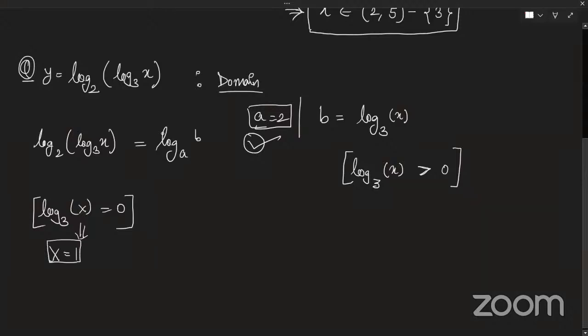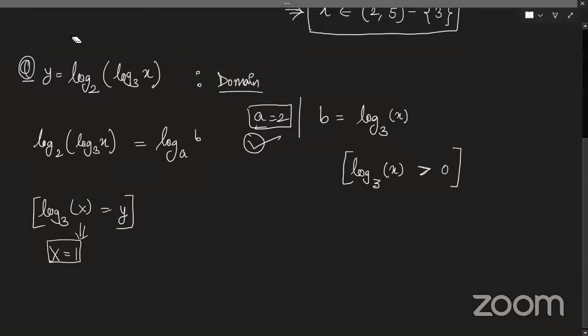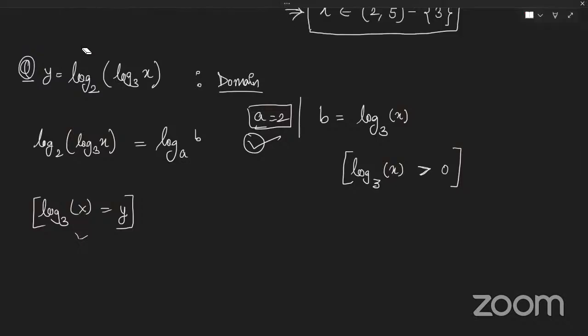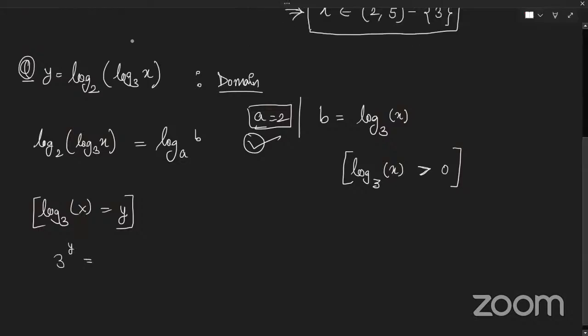Okay, so just tell me one thing. I will write this thing on the right side to be y. Okay, so basically this thing can also be written as 3 raised to y is equal to x. That's correct, right? Yes, sir. Both of these things mean the same thing.